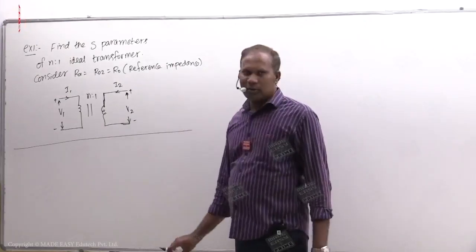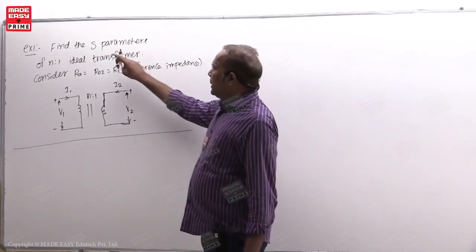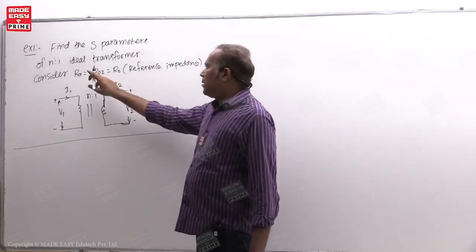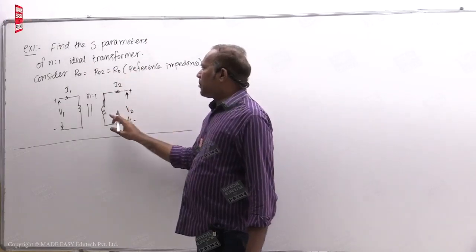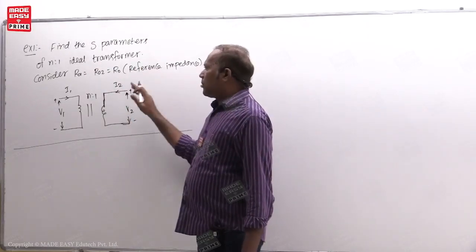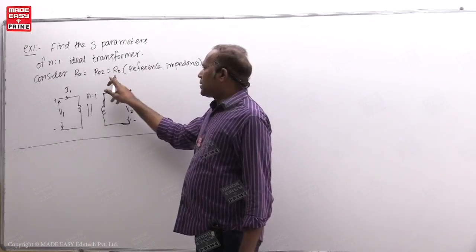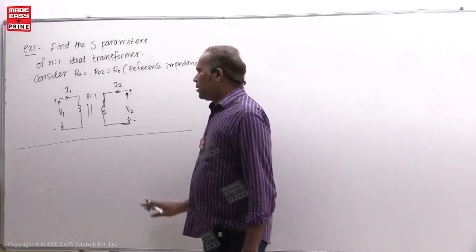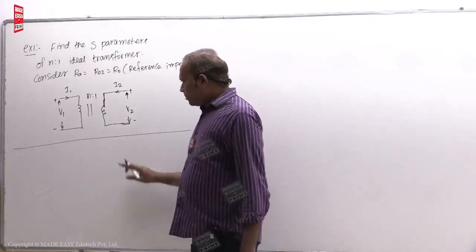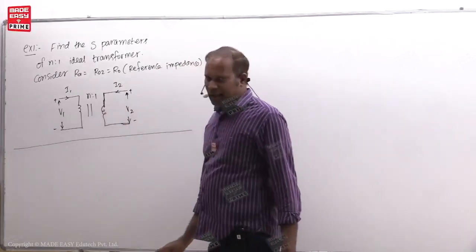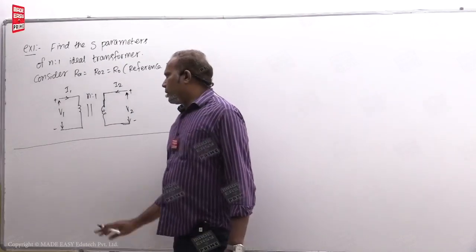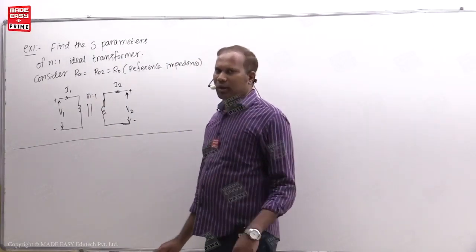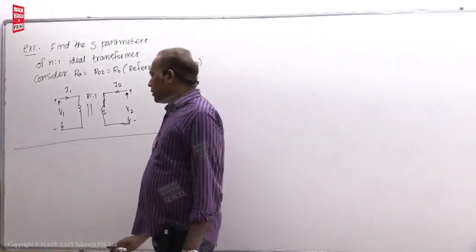Students, now let us solve this question. Find the S parameters, or otherwise the S matrix, of an n by 1 ideal transformer. Consider R01 is equal to R02 is equal to R0, the reference impedance, which is given. This is the ideal transformer given, small n by 1. Even if n1 by n2 is given, you know how to convert that ratio.